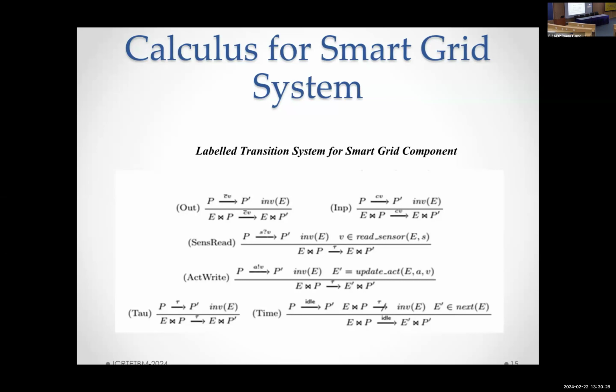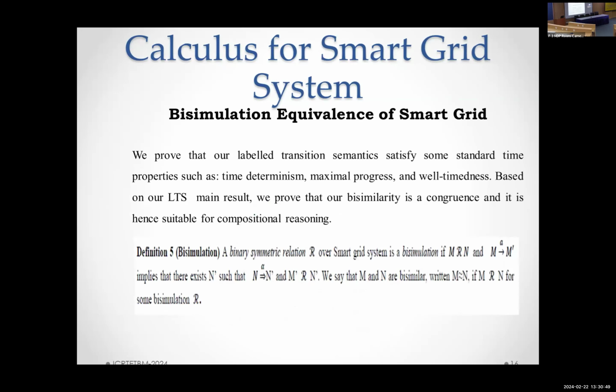After that, we proved with the help of bisimulation equivalence some properties like time determinism, maximal progress, and well-defined time properties. So these things we have defined in this calculus, and this paper presents two things. One is the reliability analysis of advanced metering infrastructure with the help of the PRISM model checker, and we have proposed the basic calculus for smart grid systems.